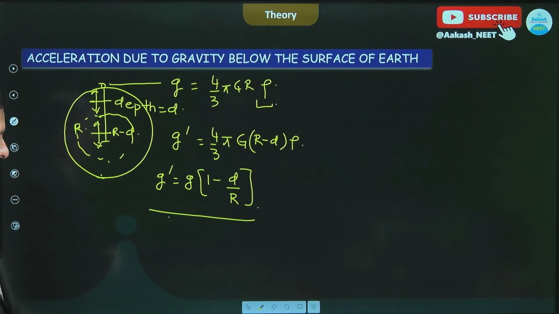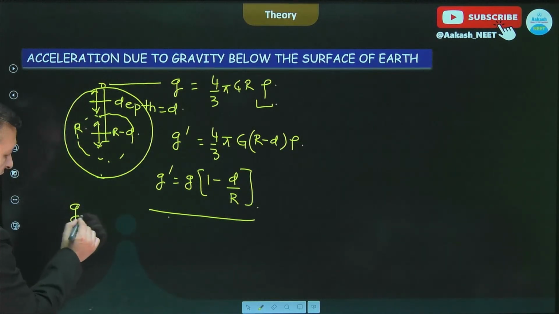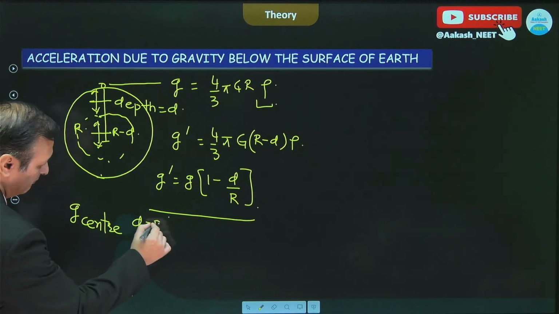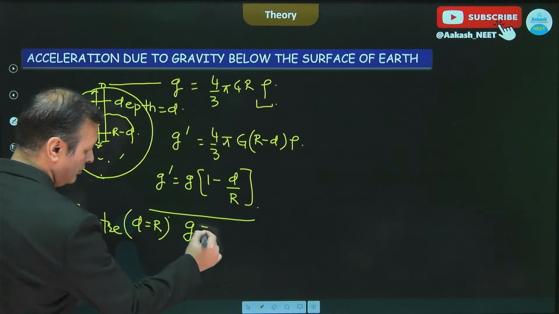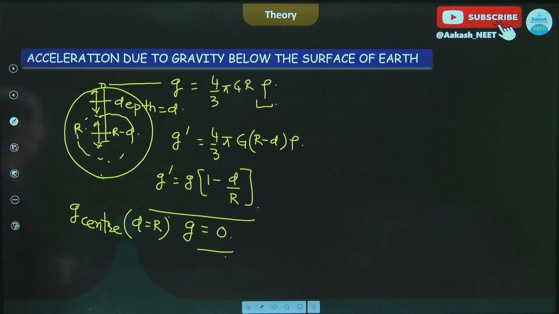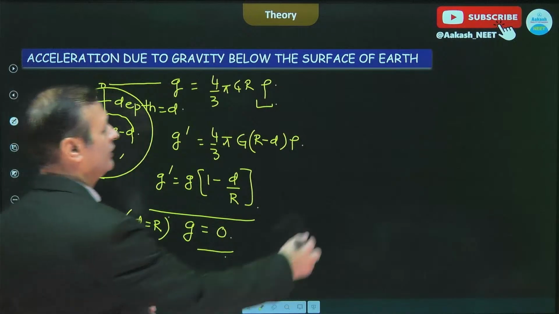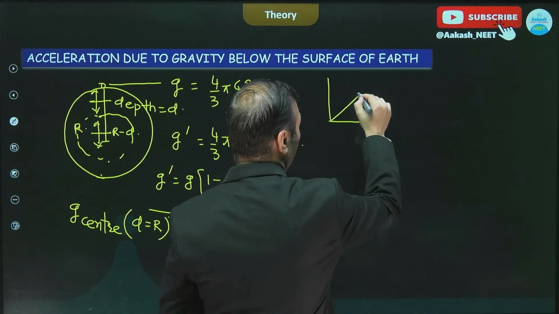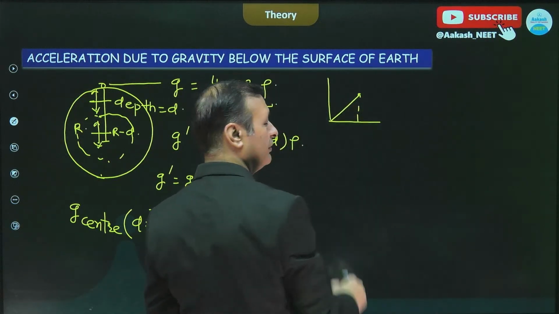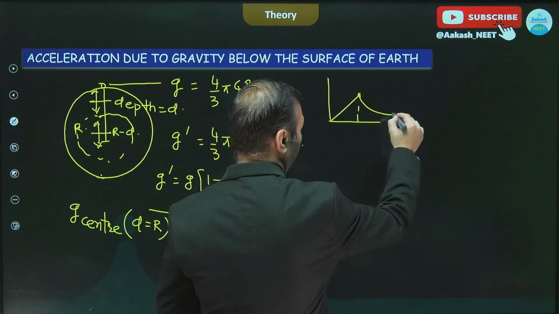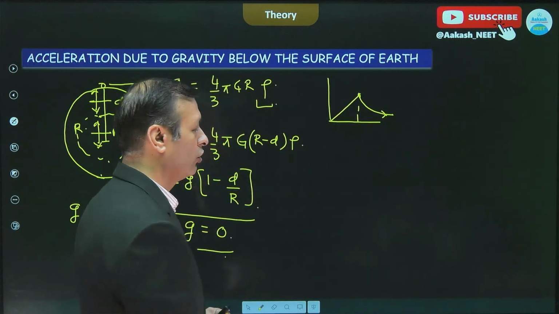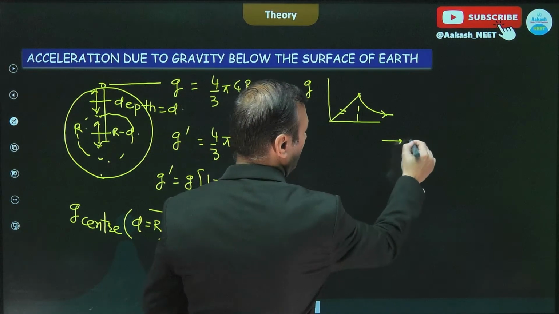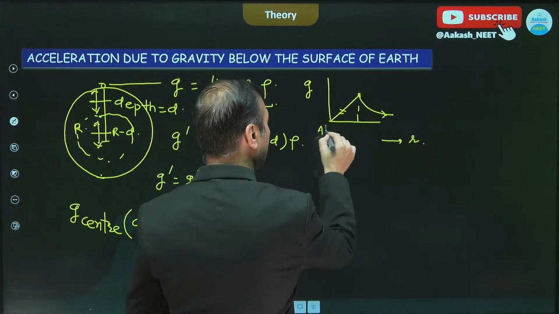So when you are going inside, g at the center of Earth, where depth becomes R, would be 0. If you understand the graph, g at the center of Earth is 0, and that keeps on increasing. On the surface it is g, and outside the surface it follows the inverse square law. So this is how g varies with respect to r, and this is at the center.